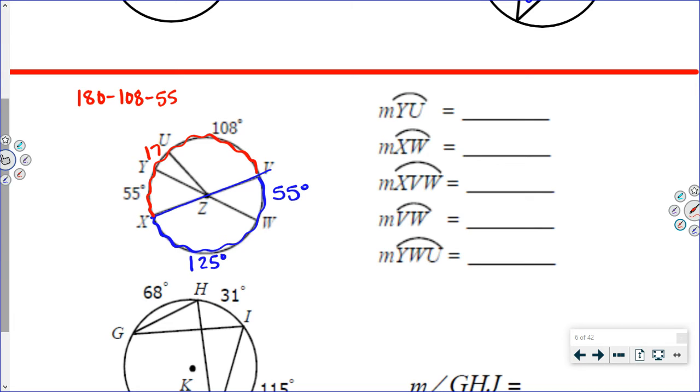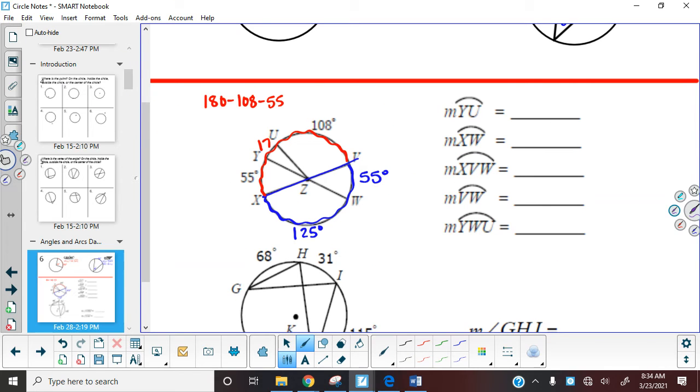As I look at my questions on the right-hand side, what is the measure of arc YU? That is just going to be right here that I just marked in purple. YU is 17. XW is here, and therefore that one is just the 125.